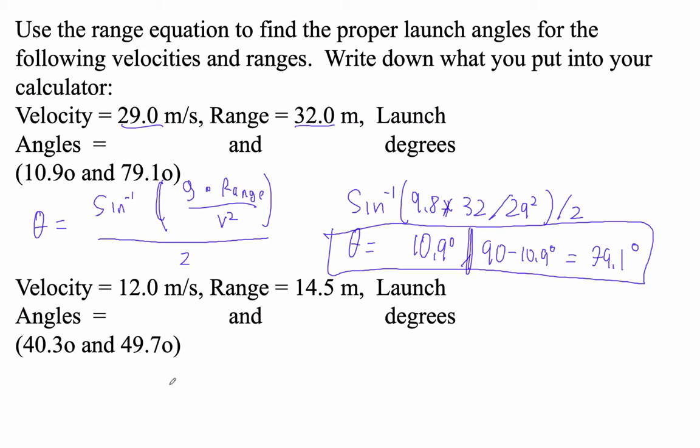Let's take a look at this guy. Same thing, right? We're going to go inverse sine of 9.8 times our range, 14.5, divided by the velocity squared. Do enough of these, you know, these are easy points, I feel like, right? And then in parentheses divided by 2. Okay, so inverse sine of 9.8 times 14.5 divided by 12 squared divided by 2. And I get 40.34.